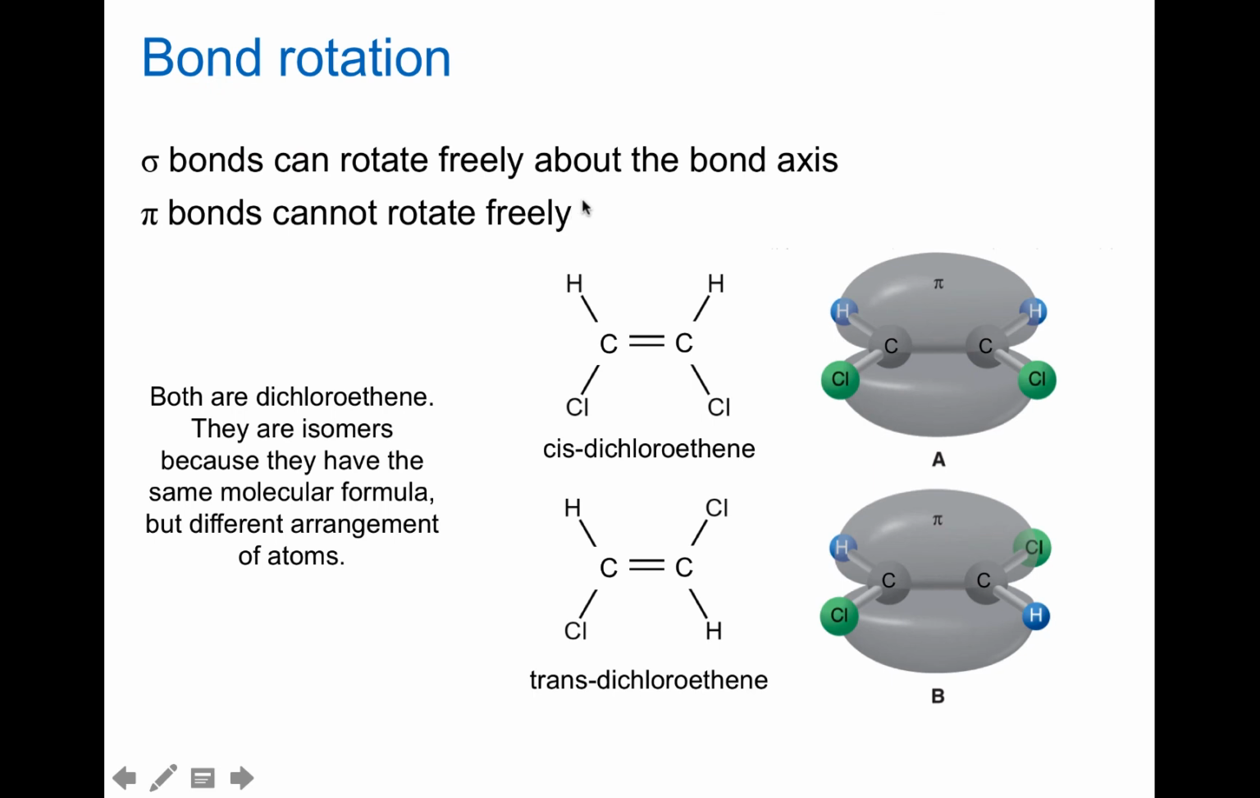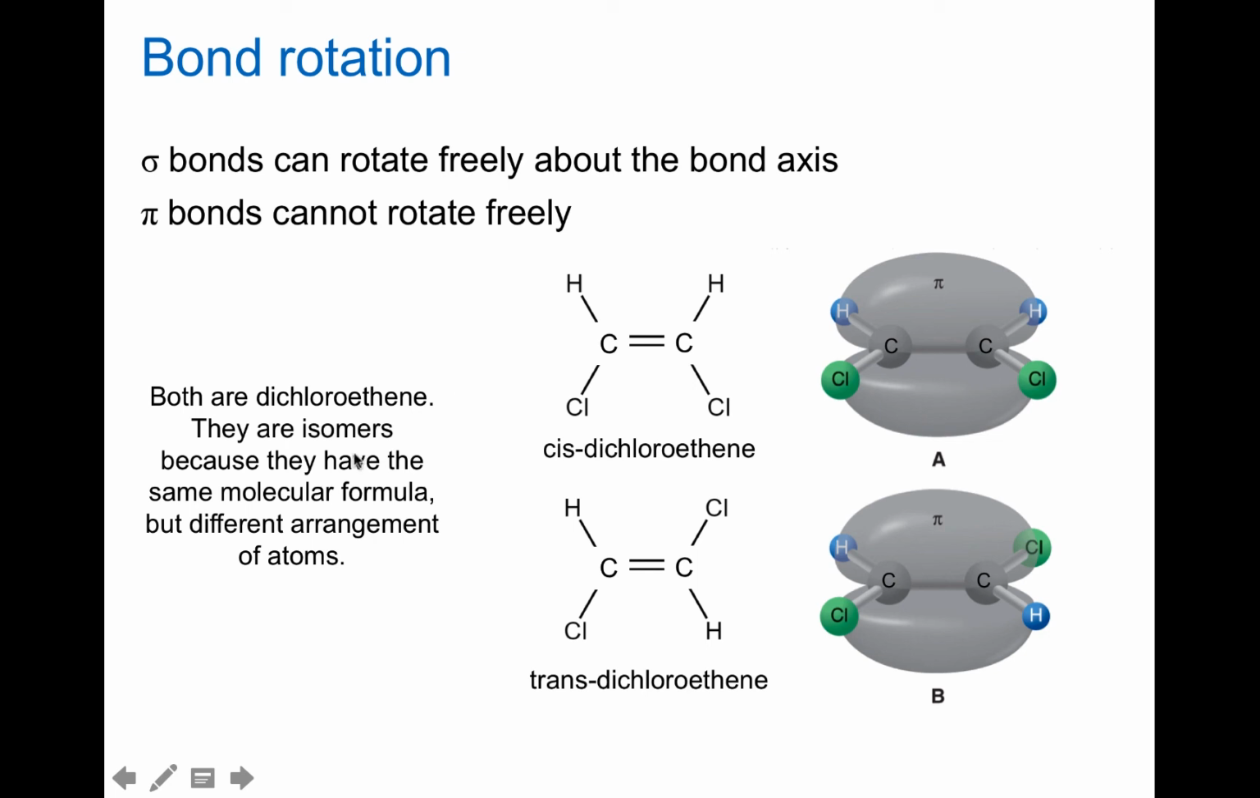One important concept about these sigma and pi bonds: sigma bonds can rotate freely around the bond axis if there's no pi bond present. However, as soon as you introduce a double or a triple bond, or a pi bond in general, the pi bond makes it so that the molecule cannot rotate freely around that bond axis. So the carbon and hydrogen bond here, that's a sigma bond. That hydrogen can rotate freely around the axis. But between these two carbon atoms, it cannot rotate freely.